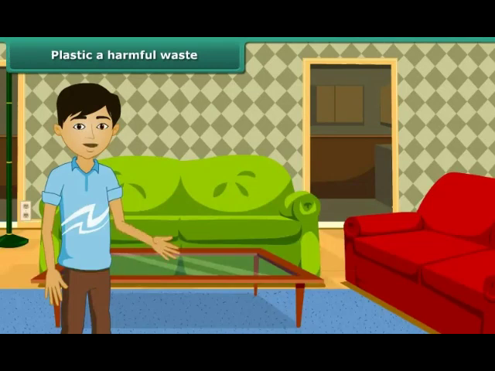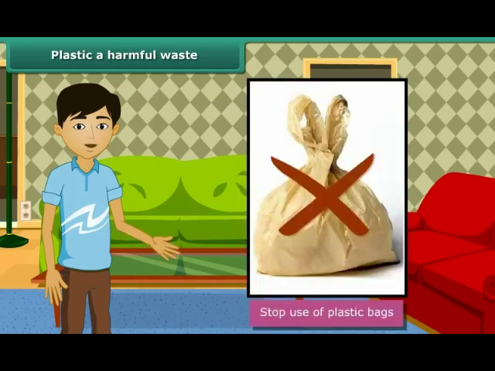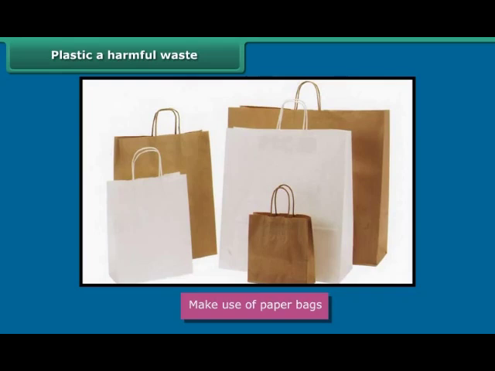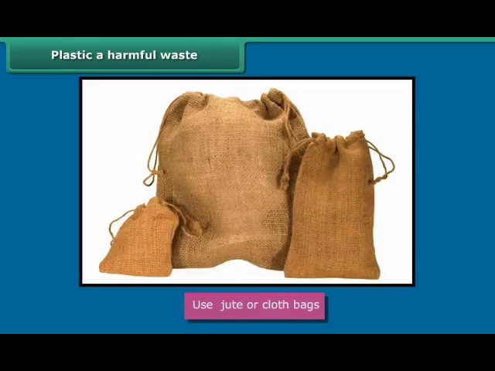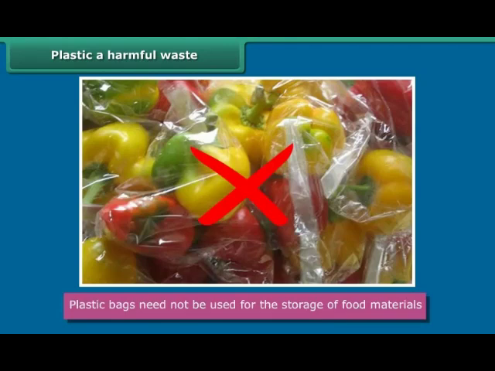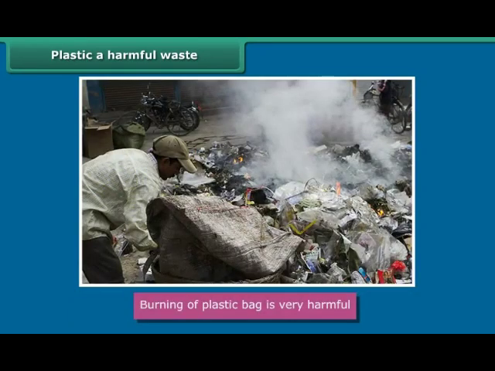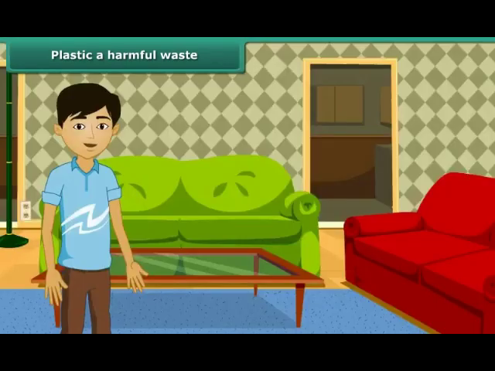We should follow the following methods during disposal of plastics. Stop use of plastic bags. If you use them, reuse the plastic bags where it is possible. Make use of paper bags. Use jute or cloth bags. Plastic bags need not be used for the storage of food materials. After use, plastic bags should not be thrown here and there. Burning of plastic bags is very harmful. We should also not use the plastic bags for the disposal of kitchen waste.